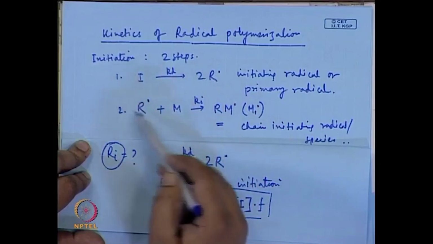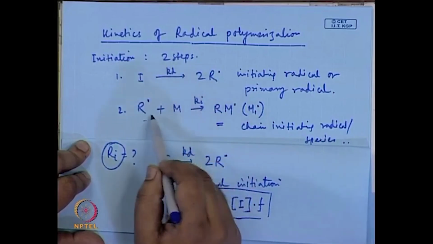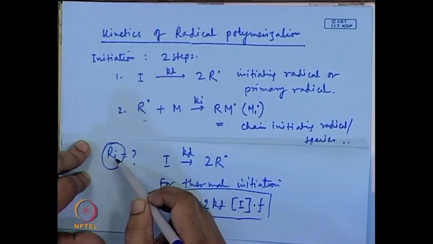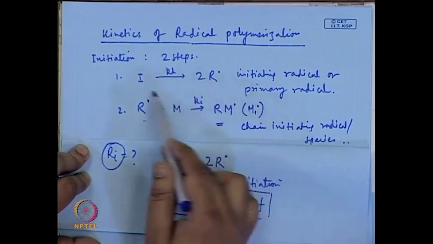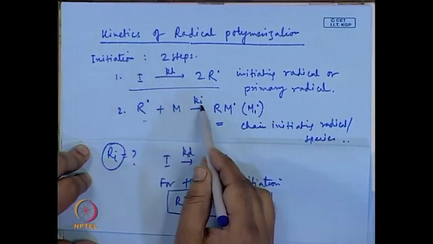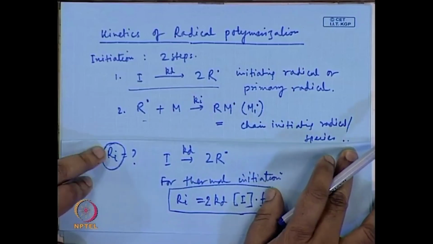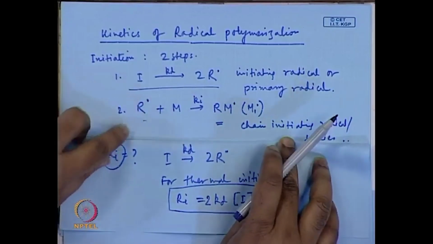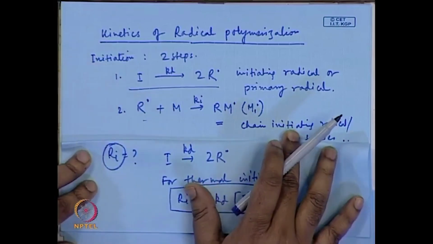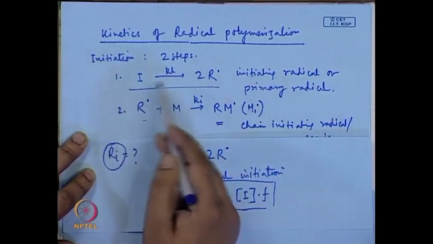So, the rate of initiation actually depends on the first step, not at all on the second step. So, when we are considering rate of initiation, we are only considering this Kd, not the Ki. Okay. So, that is clear that in spite of there being 2 steps in the initiation process, we are taking the slowest step, which is basically the rate determining step for the initiation process.